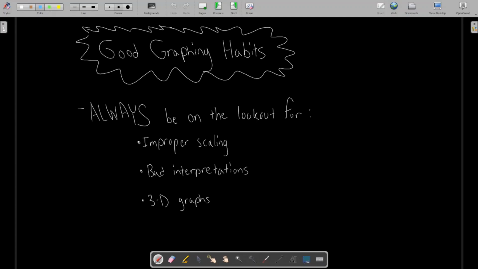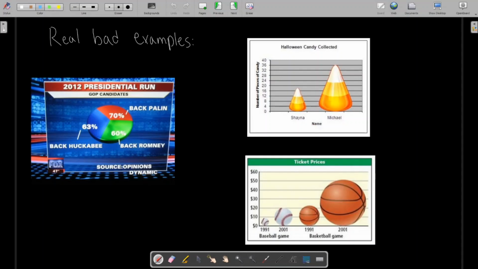So let's look at some bad examples of graphs that I've been able to pull from online. This first one on the left, you might be able to tell right away what's wrong with it. It's that pie charts are always supposed to add up to 100%, but for some reason this one adds up to much more than 100%. Obviously that doesn't make any sense. Whenever you make a pie chart, always check to make sure that your percentages sum up to 100%.